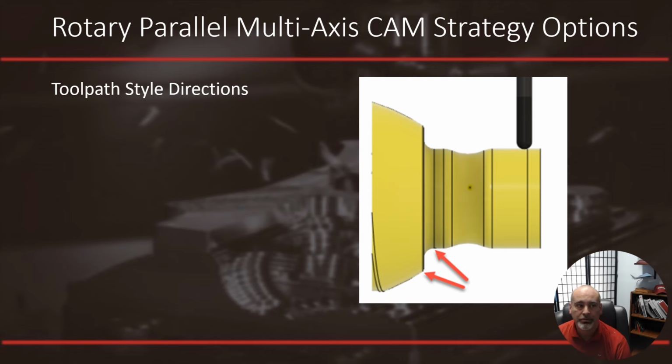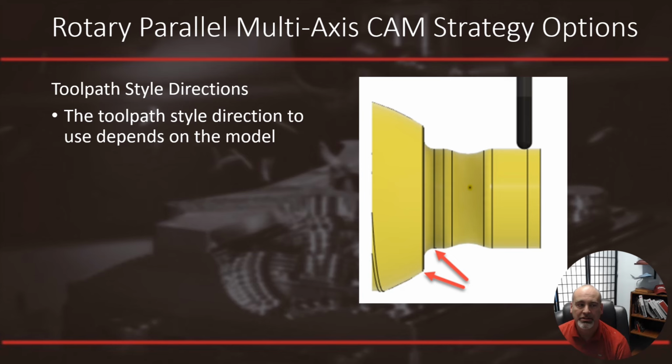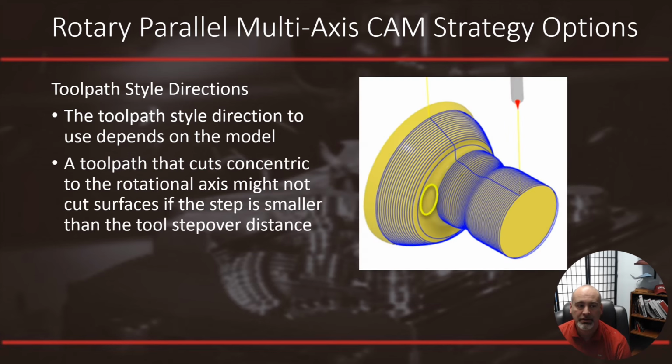There are several toolpath style directions. The toolpath style direction to use depends on the model. Toolpath that cuts concentric to the rotational axis may not cut surfaces if the step is smaller than the tool step over distance, as shown in this image on the right. The zone circled with the yellow oval is an area that might not be machined depending on the step over increment.